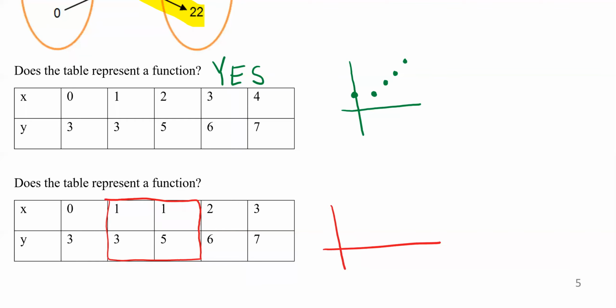If we sketched a quick picture, we would have 1, 3, 1, 5, 2, 6, and 3, 7. But it is not 1 to 1 because this x value has two different y values. We're going to talk about a vertical line test.